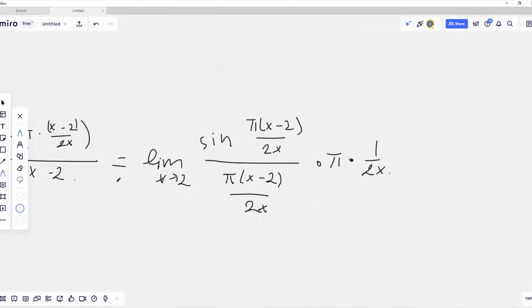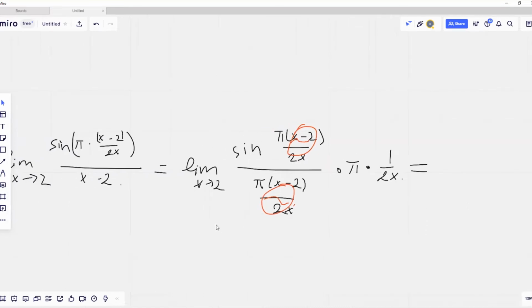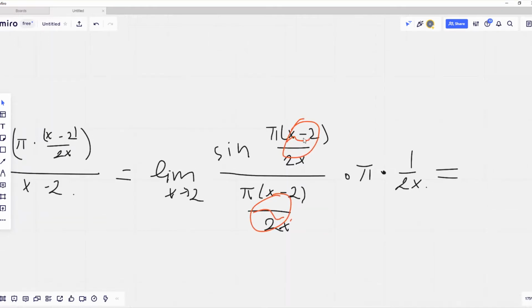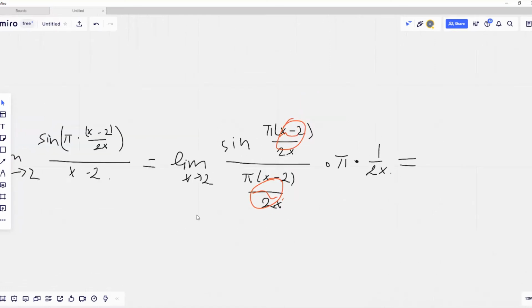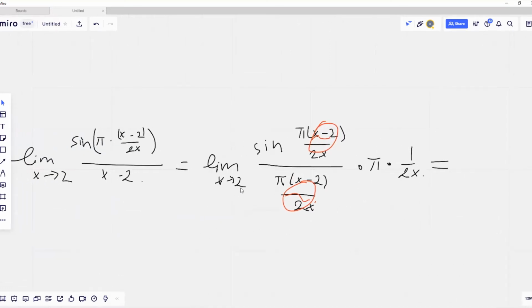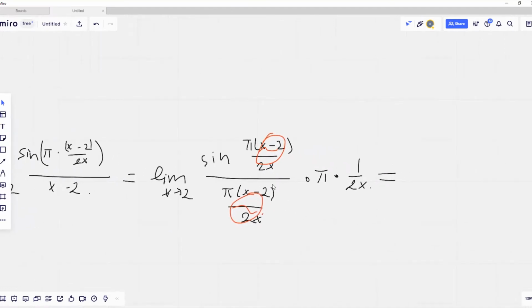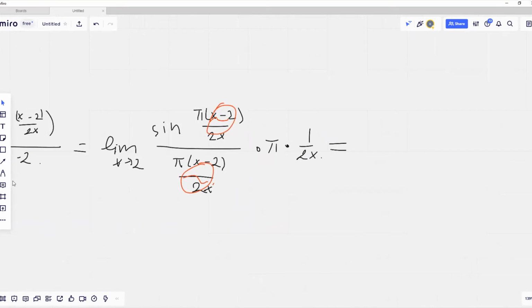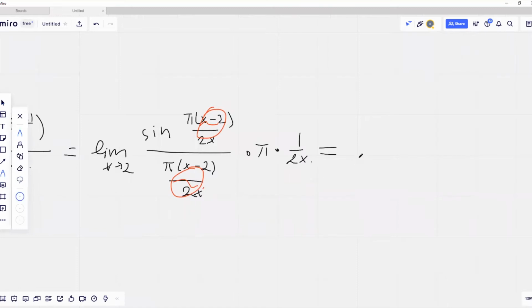Okay, now let's see what we're left with. Now you can see that here you have the same angle. You can use substitution to call it theta. When x is approaching 2, then you can see that we have theta approaching 0. So basically we have the limit when theta is approaching 0 of sine of theta over theta, which is equal to 1. Right, so that limit is equal to 1. This is pi, and this is equal to 1 over 4. So the answer is then pi over 4.